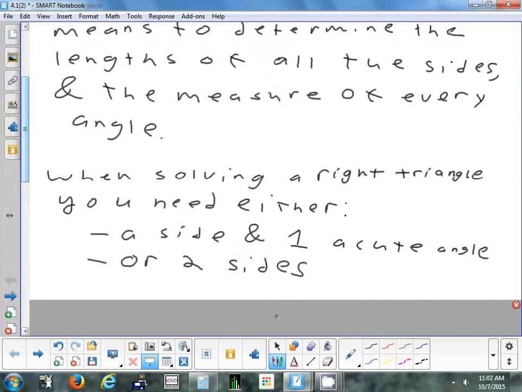It wouldn't help if I gave you 2 of the angles, because if I give you 1, you already know the other one, because they all add up to how much? They all add up to 180. So these are the 2 cases we're going to do. We'll start with the top one, and then we'll try maybe a couple of the bottom one.